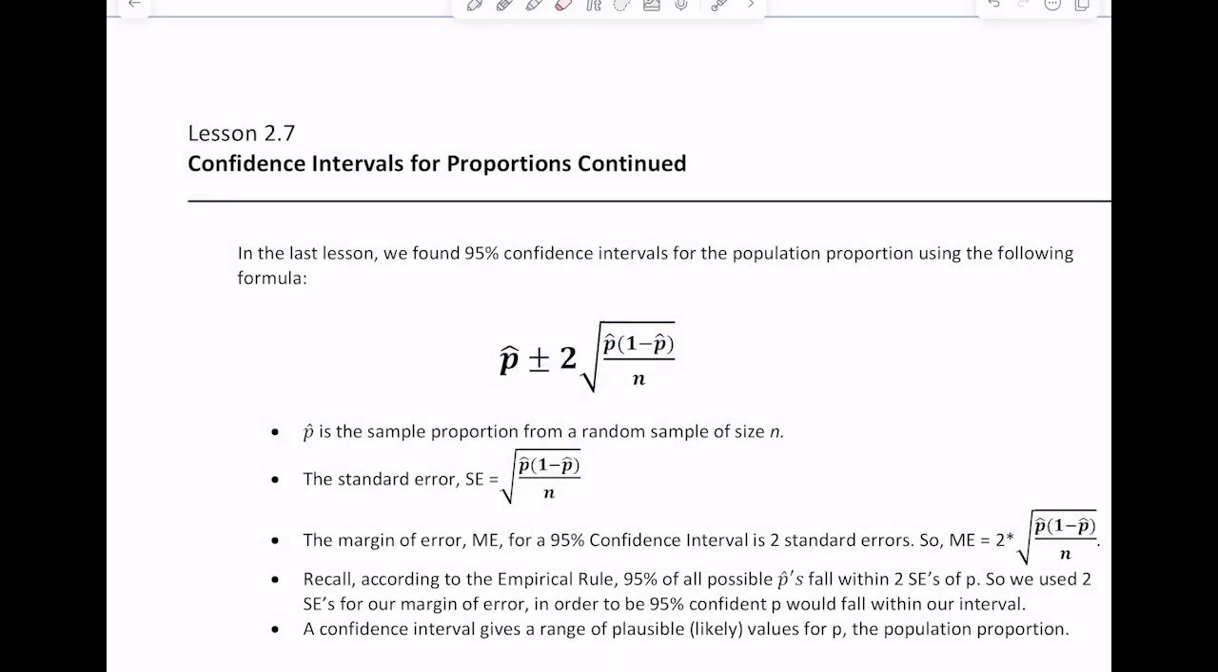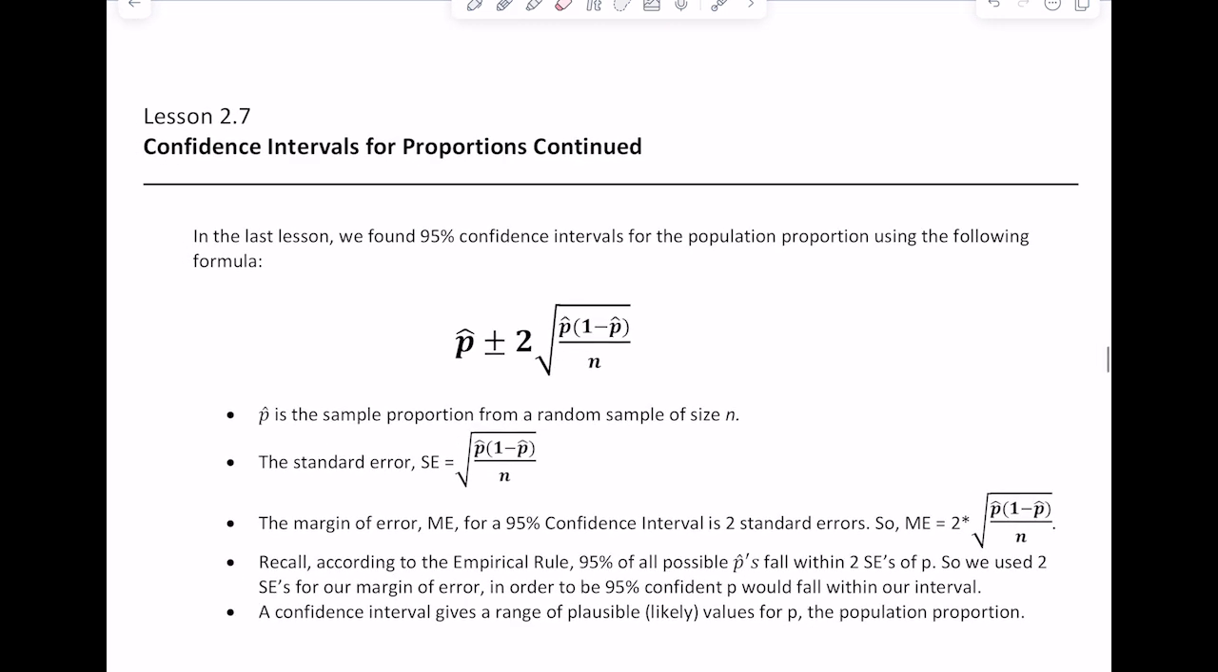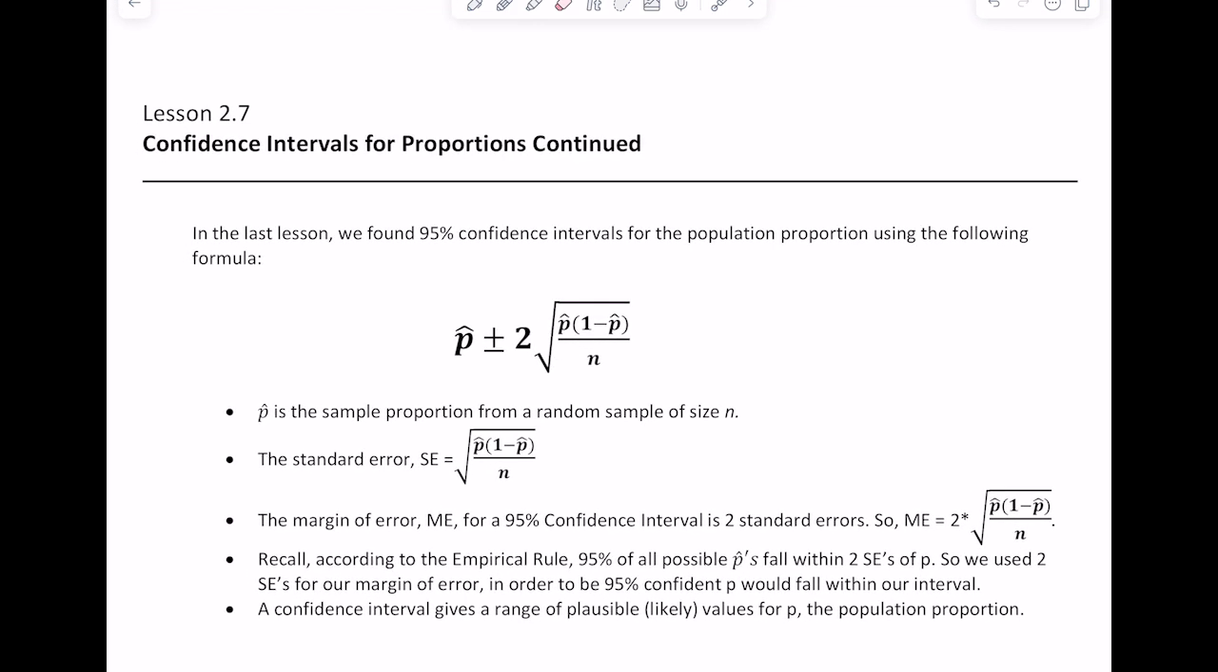Hi everyone, and welcome to 2.7, which is a continuation of confidence intervals for proportions. If you'll recall, in the last lesson we looked at 95% confidence intervals for the population proportion, and we had this formula here, which was our point estimate plus or minus 2 times our standard error. Remember, since we don't know the population proportion p, we're substituting p hat in place of p. And the reason we're multiplying by 2 is because we are looking at two standard errors outside of the mean. And remember that that is 95% of the distribution.